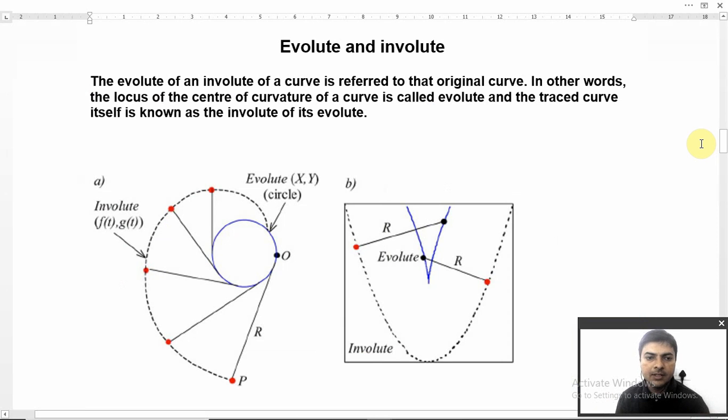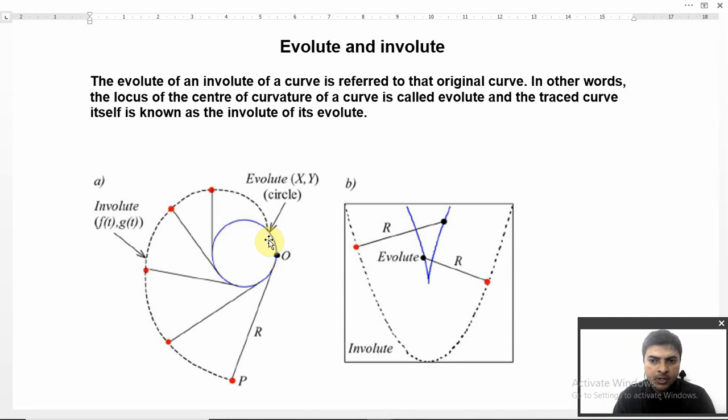Okay, so in evolute and involute, the evolute of an involute of a curve is referred to as the original curve. In other words, simply, the locus of the center of curvature of a curve is called the evolute. If you take any curve, you can see in the diagram, students, here I have already given it. In this we can see the locus of the center. Take the locus of the center of curvature of a curve, and we say this is going to become the evolute.